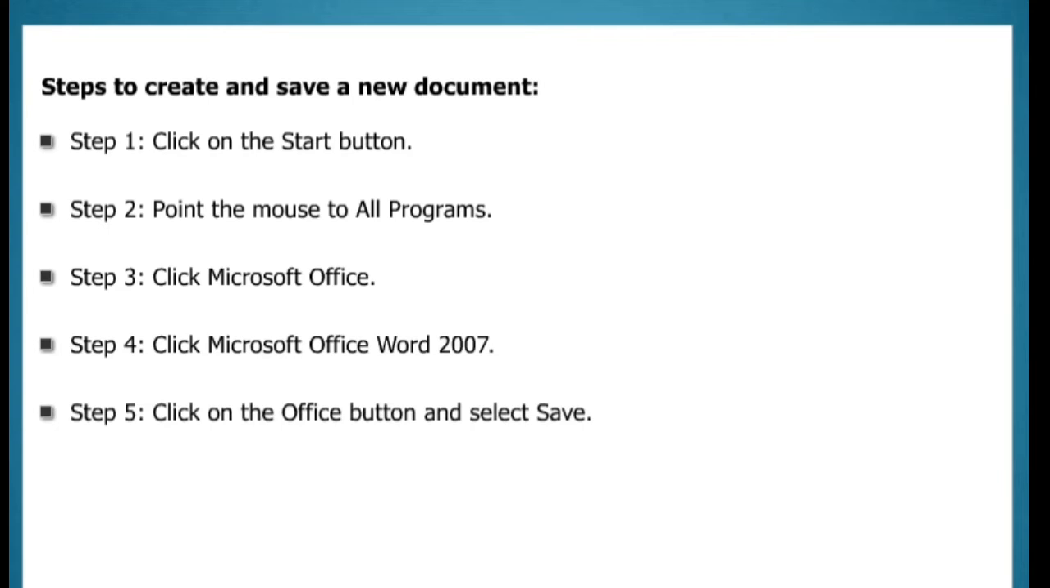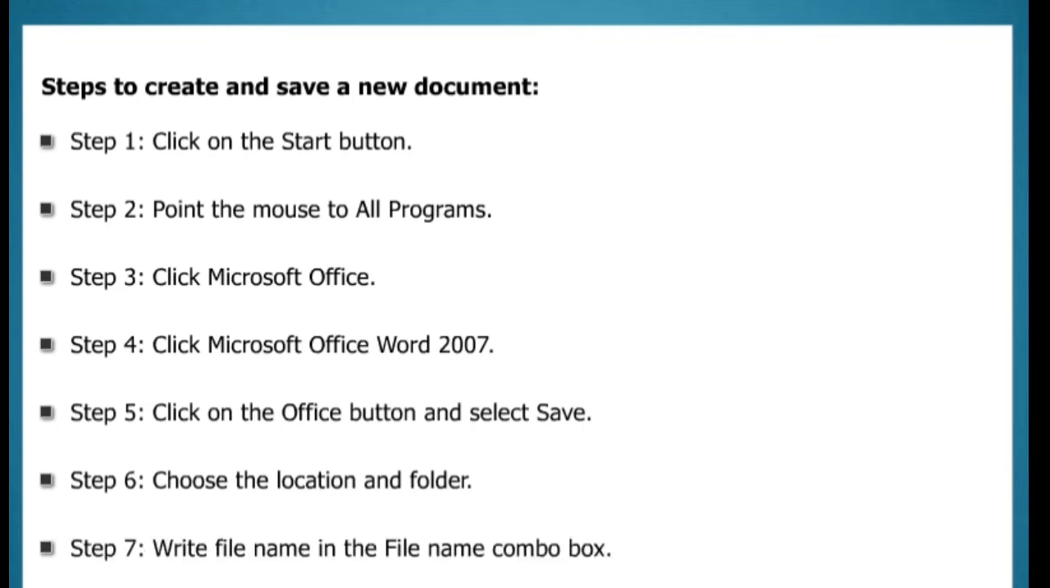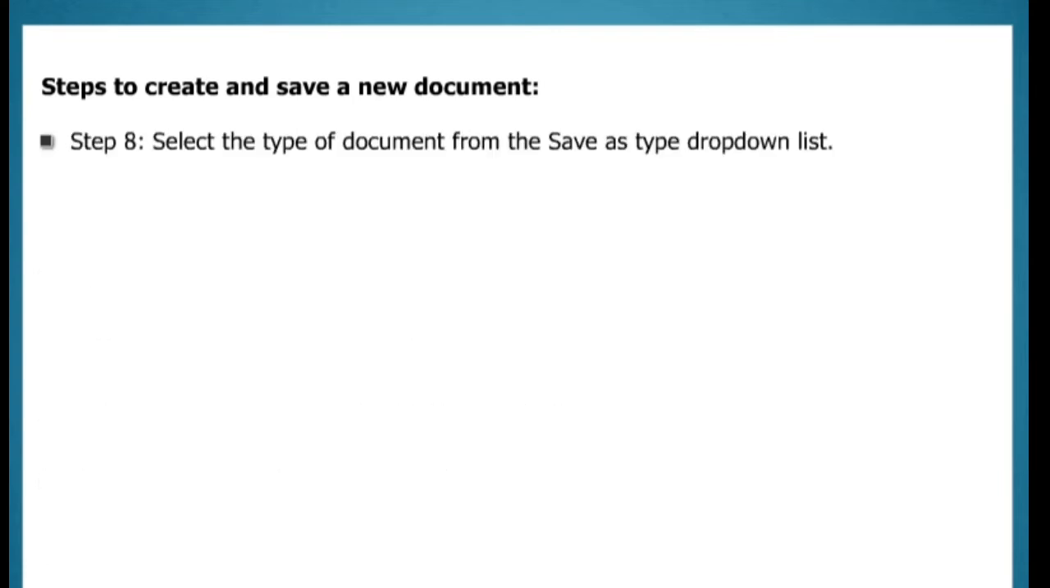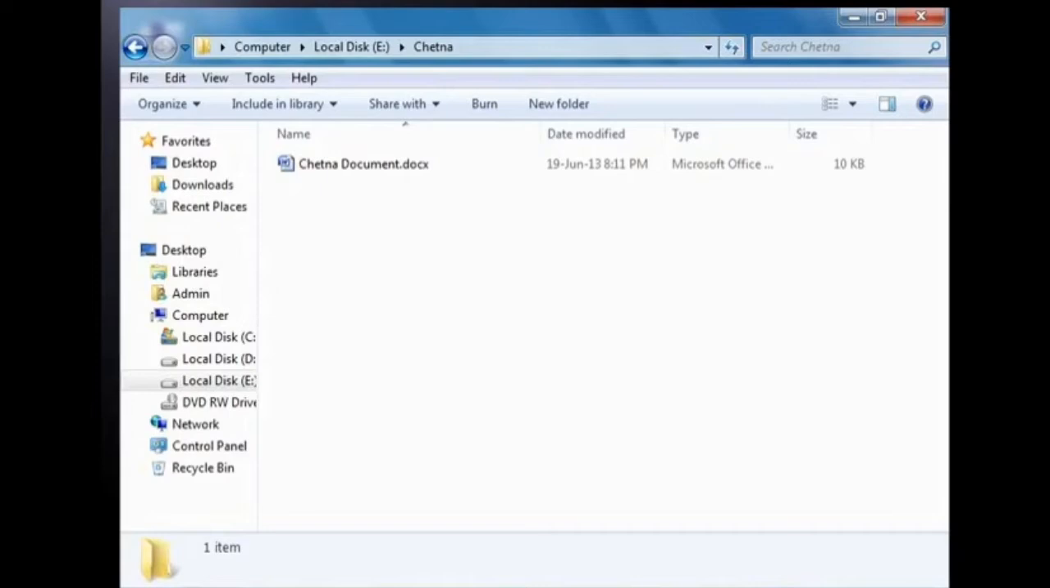Step 5. Click on the Office button and select Save. Step 6. Choose the location and folder. Step 7. Write file name in the File Name combo box. Step 8. Select the type of document from the Save As Type drop-down list. Step 9. Click Save. So, now you are able to create a new document.